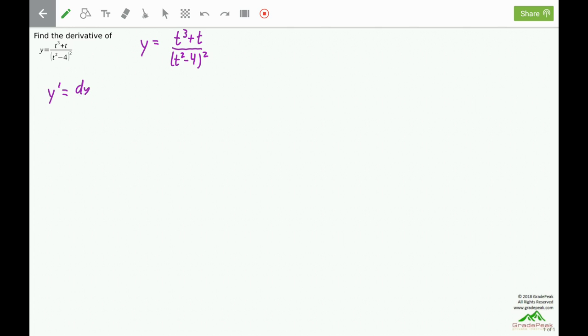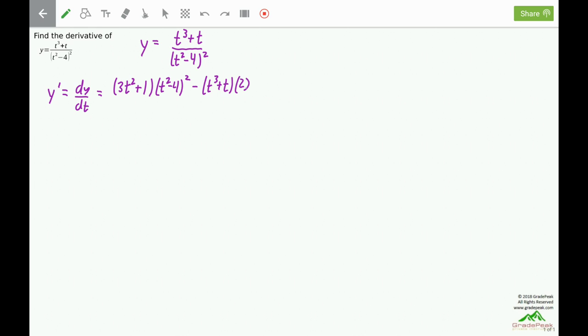Y prime, or dy dt, will be the derivative of the numerator. Power rule, bring the power down, subtract 1 from it. Derivative of t is a 1, times the denominator left alone, minus the numerator left alone times the derivative of the denominator.